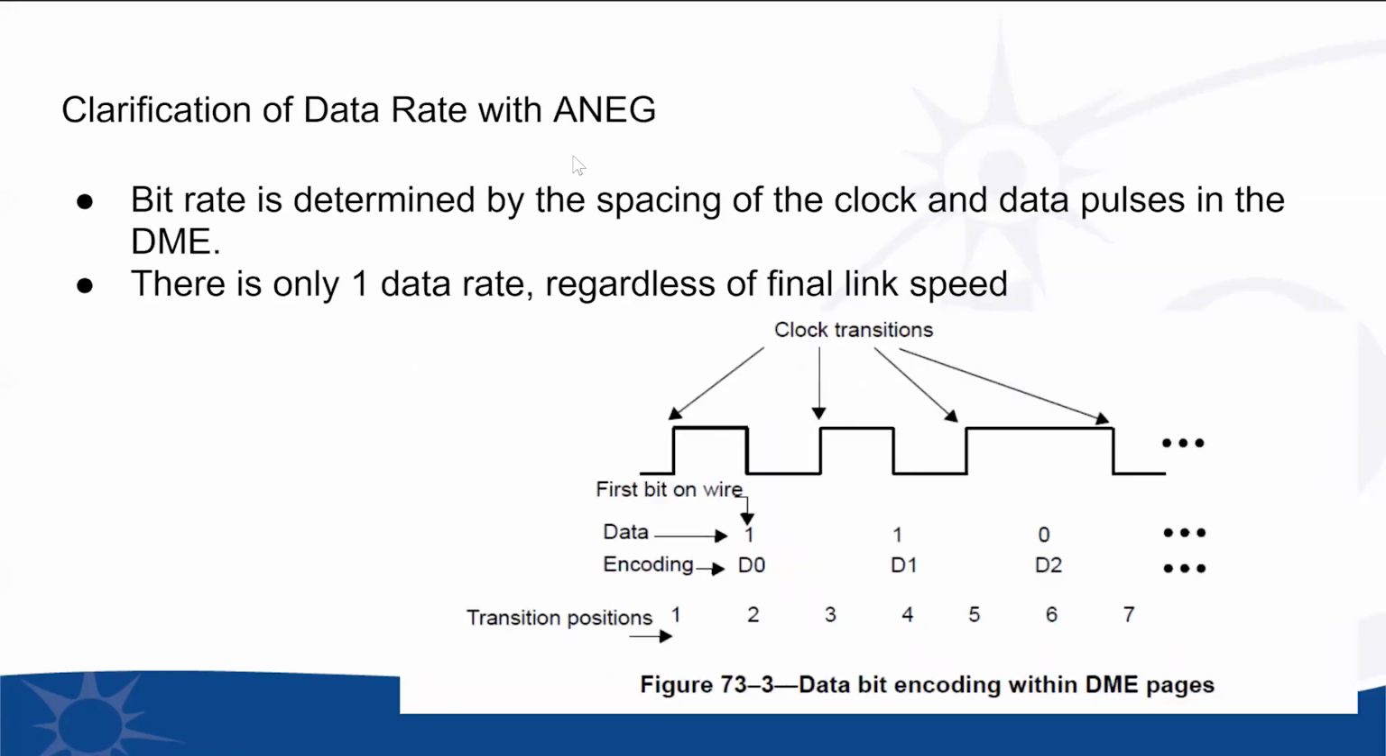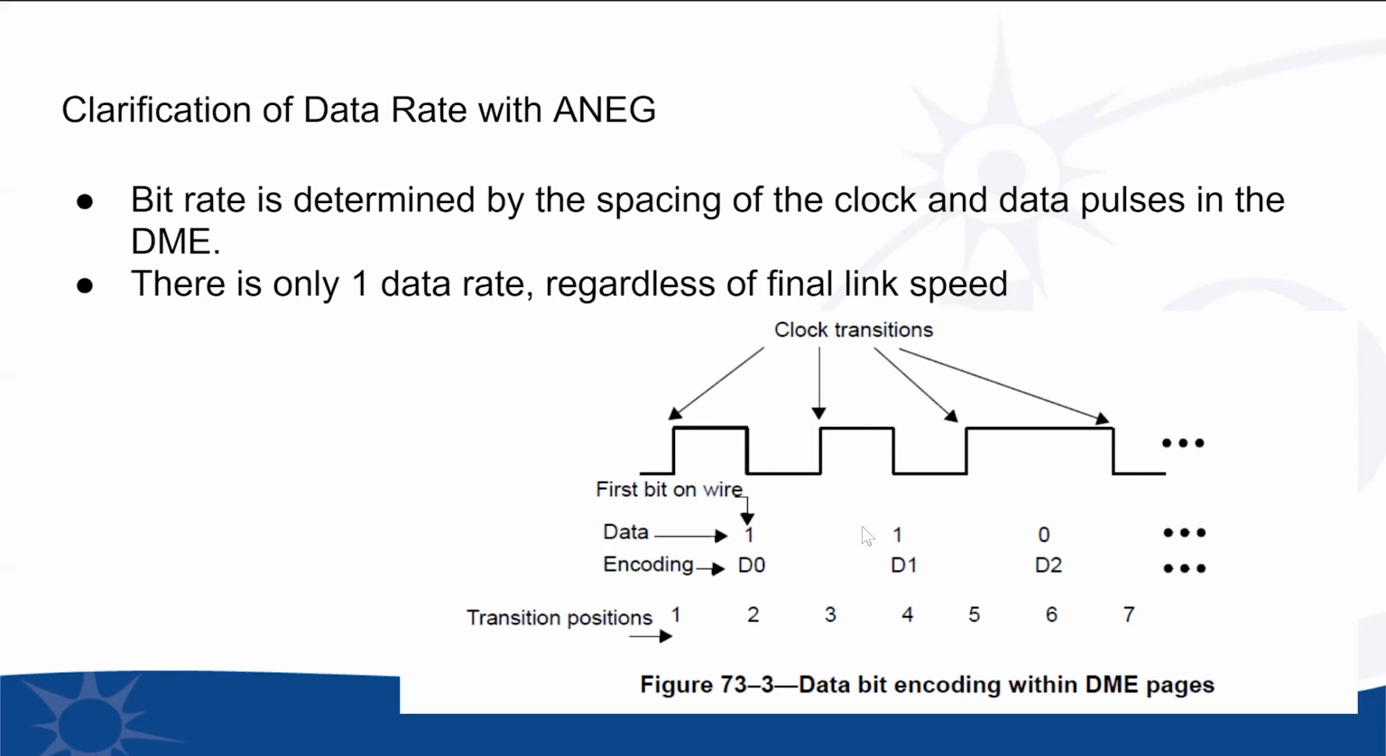The big thing here is I just wanted to clarify that the data rate, or the rate at which the DME pages and the pulses within those pages are sent, are explicitly defined by the standard. They have a very narrow window that they can be transmitted at. And this transmission rate is the same regardless of whether it's going to link up at 10GBASE-KR or 10GBASE-KX4 or any of the higher speeds. The auto negotiation sequence is sent at the same spacing regardless of the final link speed.